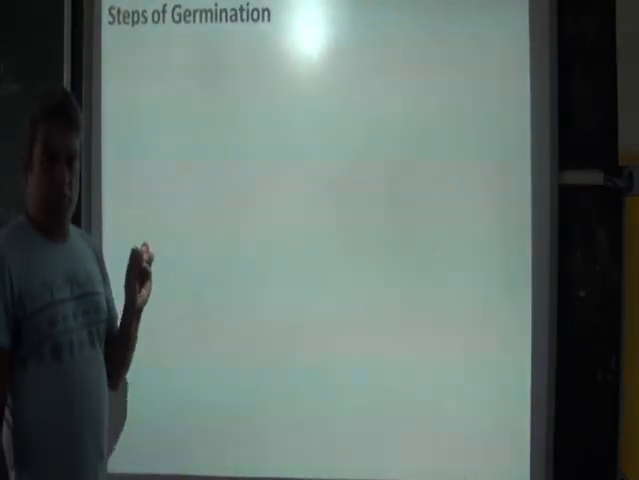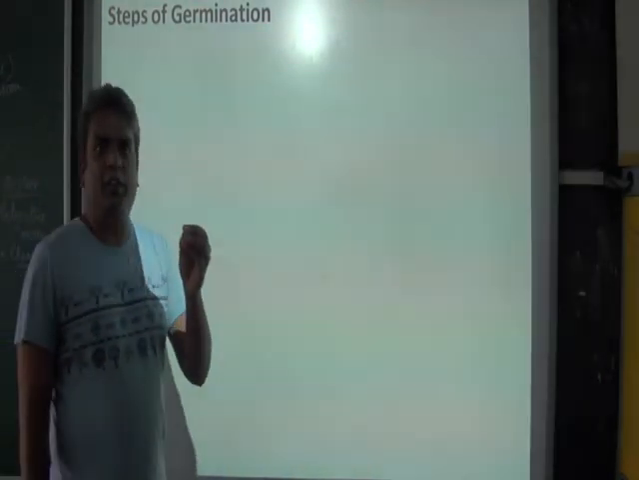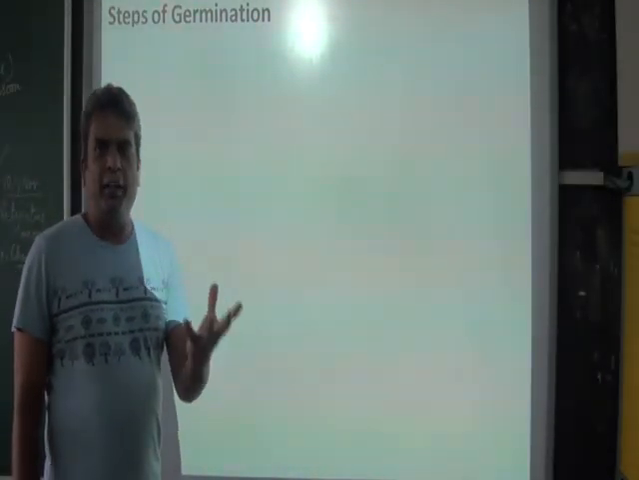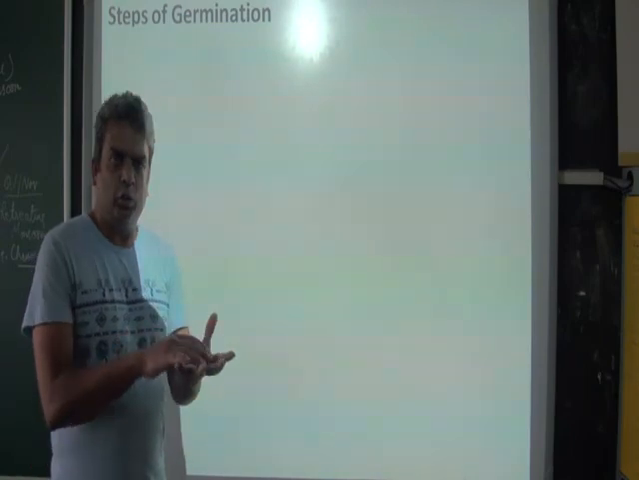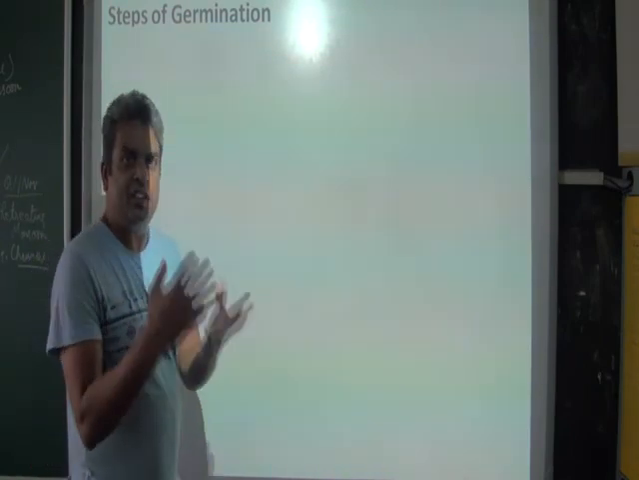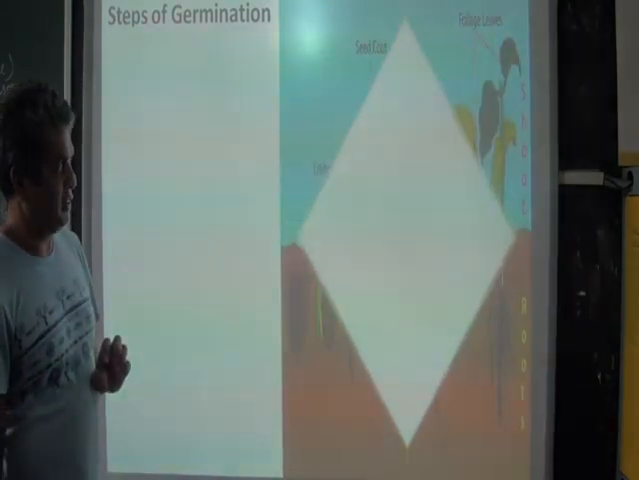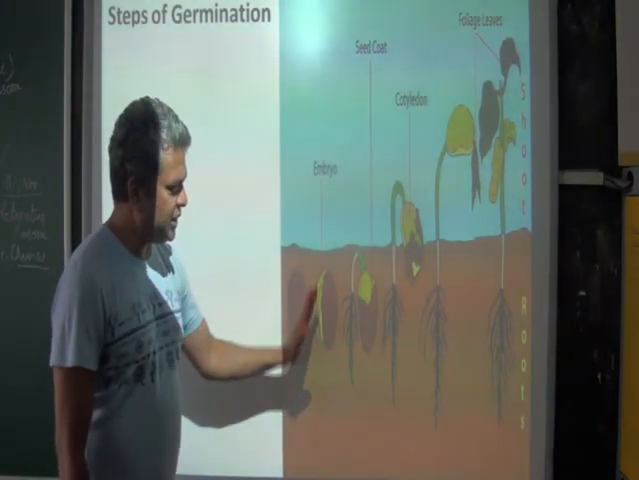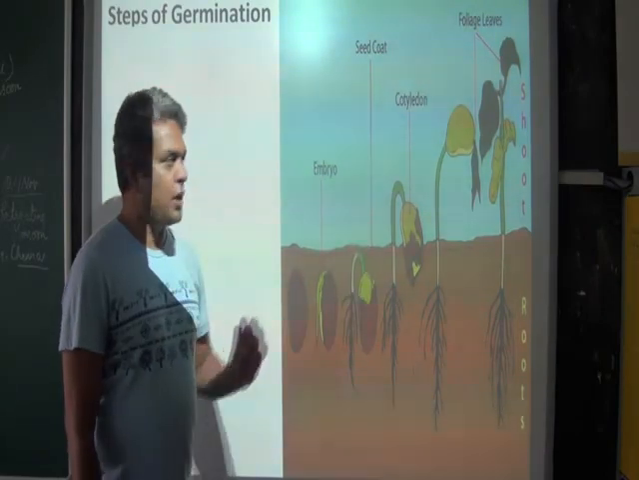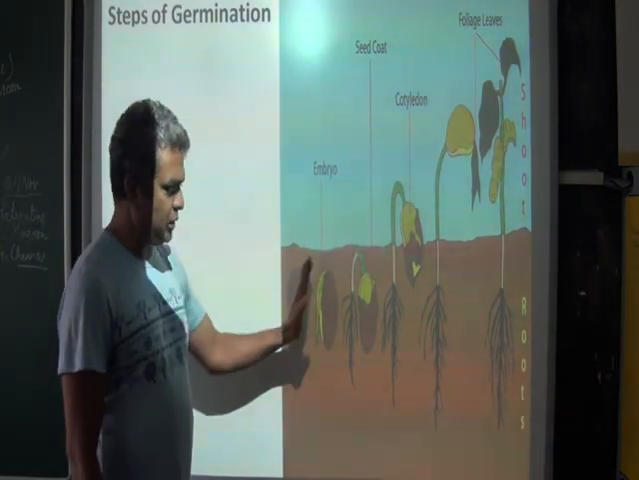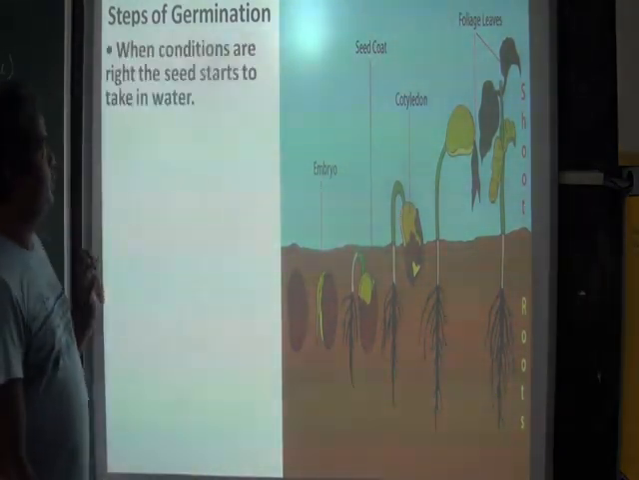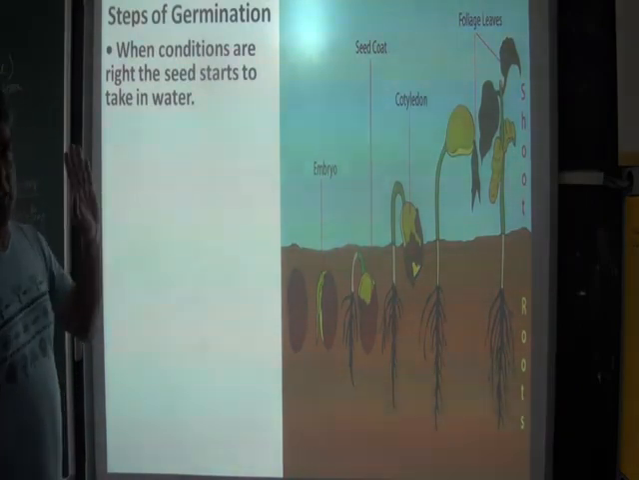Steps of germination. I would like you all to take a seed at home, put it in a plate with cotton, soak the cotton in water, put a seed and then see every day what happens. So what will happen, you will see here in a picture. You take that seed and then you will find the different steps of germination. What happens in the beginning? First, you will see when the conditions are right.